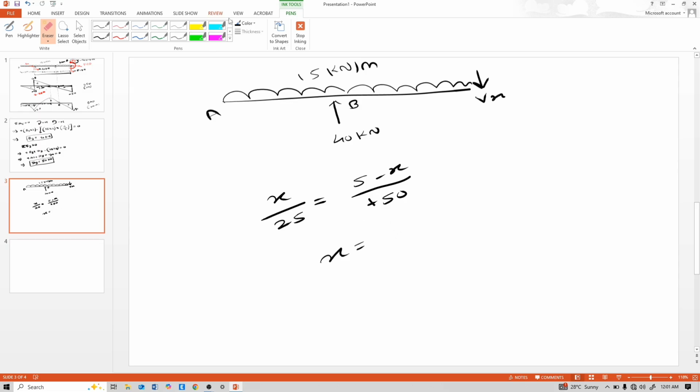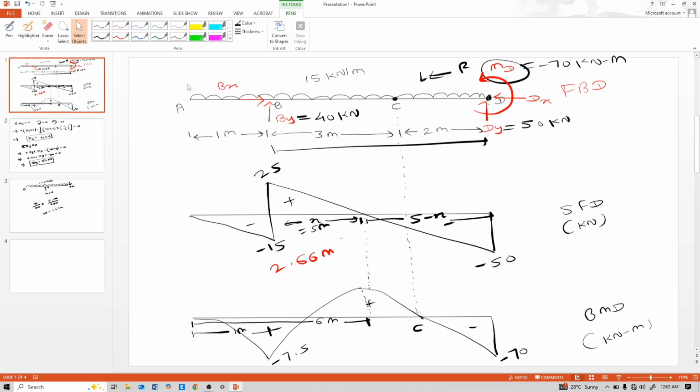This is 1.67 meter. So calculate moment at 2.67 meter. Positive 40 into 1.67 minus 15 into 2.67 into 2.67 by 2, it is 13.33.